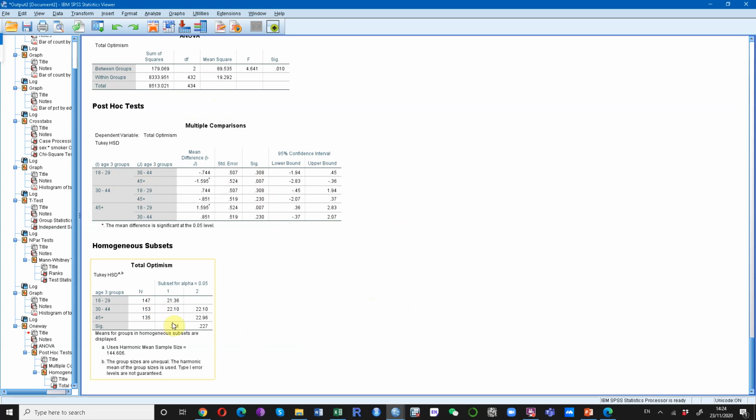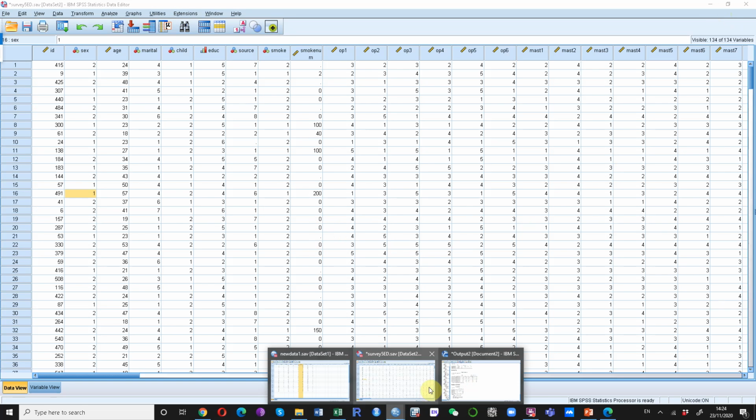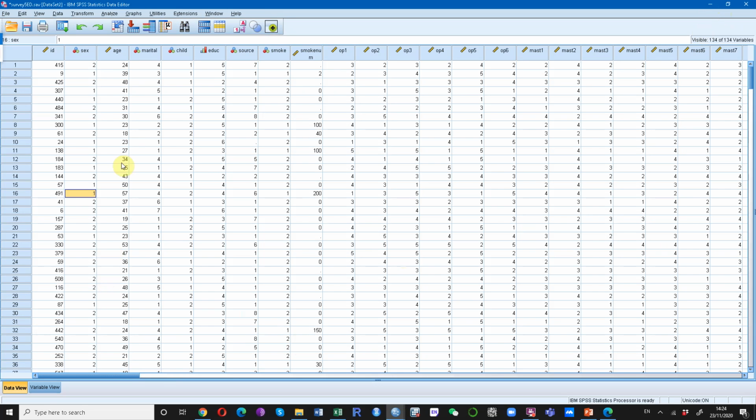The last table, well, you don't need to worry too much about it. Actually, it's a homogeneous subsets table. For this specific case, you don't need to worry too much about it. But as we said already, it's hardly a normal distribution. So essentially what we need to use is the Kruskal-Wallis test. So how do we run a Kruskal-Wallis test?